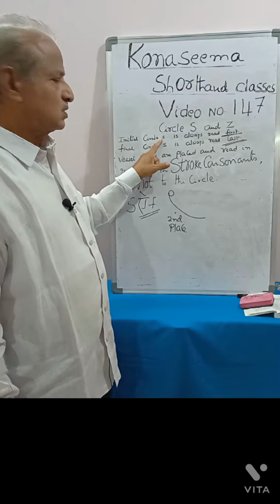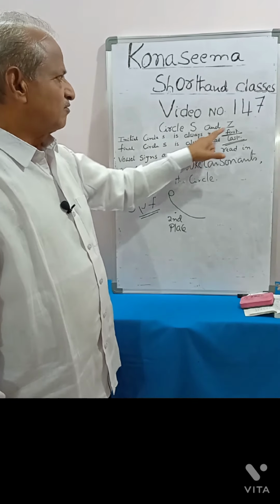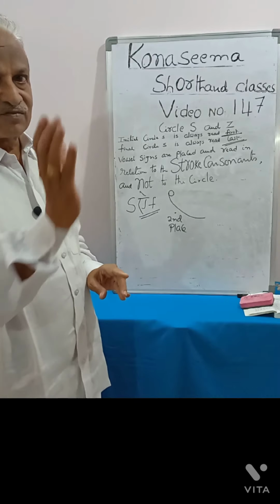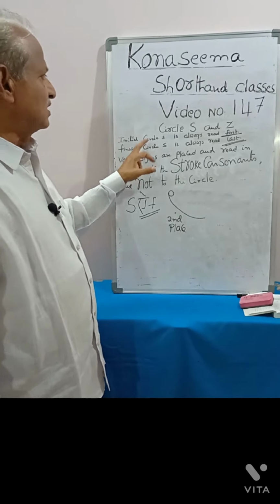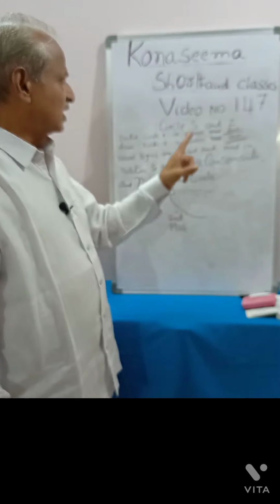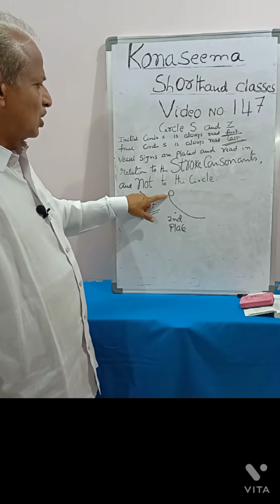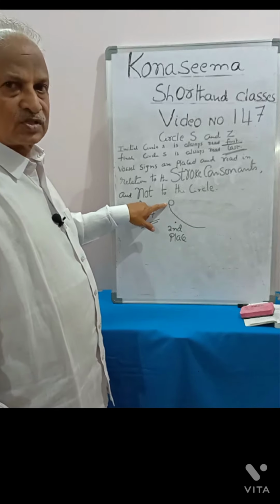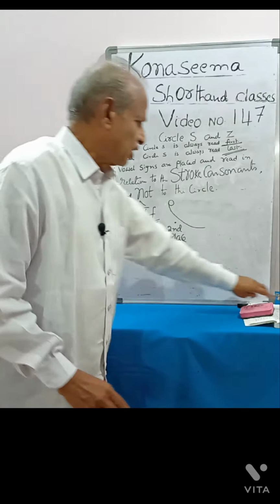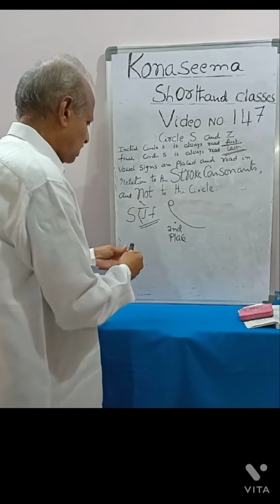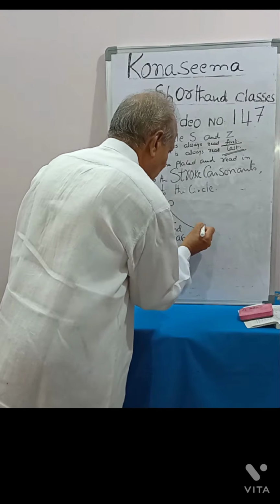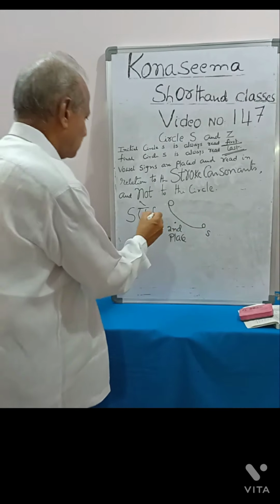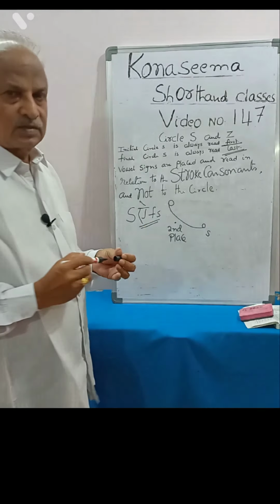Initial circle is always read first. And final circle is always read last, like this. Safe. The circle we are reading first, like that. Safes, for example, safes. This S is being read last, safes, right?